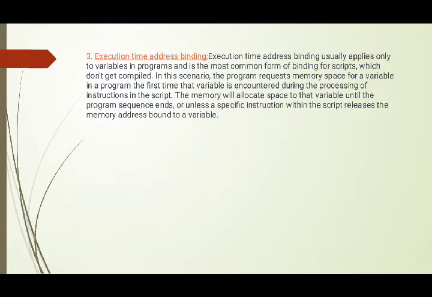Next we look at execution time address binding. This usually applies only to variables in programs and is the most common form of binding for scripts which don't get compiled. In this scenario, the program requests memory space for a variable the first time that variable is encountered during the processing of instructions in the script. The memory will allocate space to that variable until the program sequence ends, or unless a specific instruction within the script releases the memory address bound to the variable.